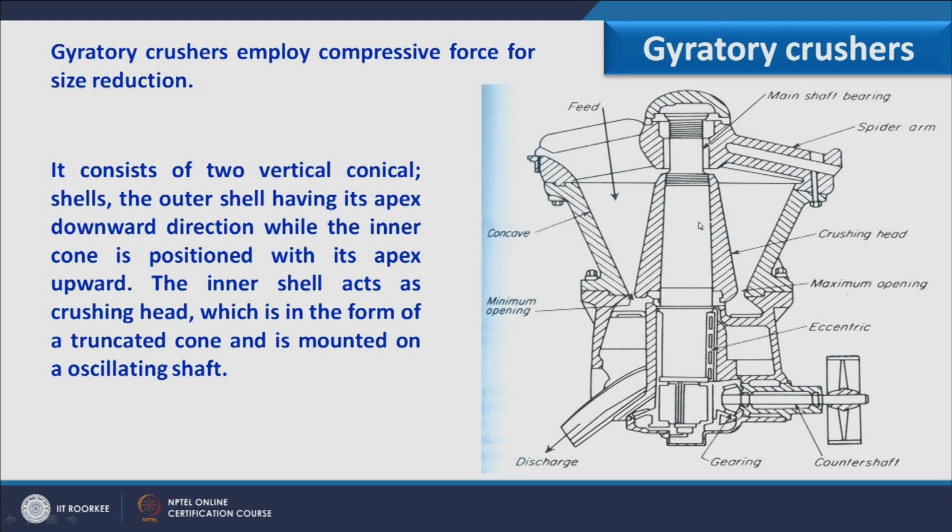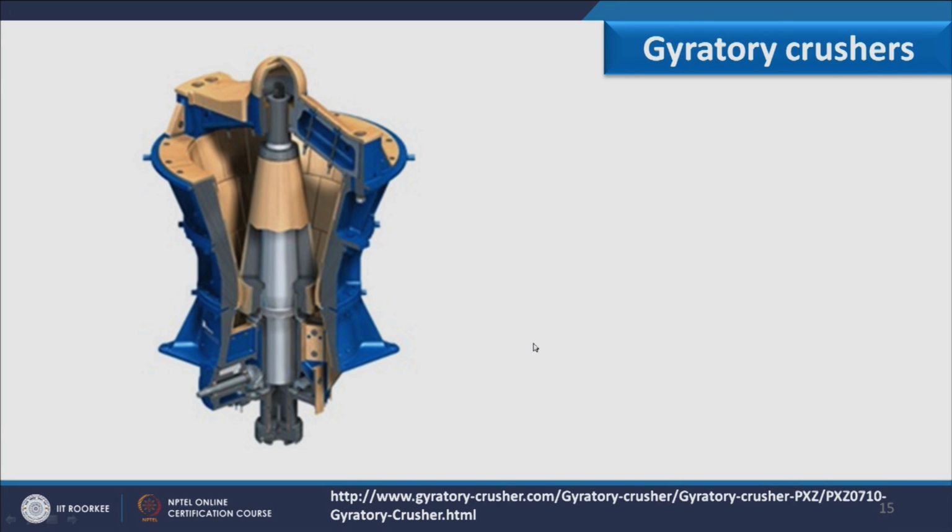So, due to oscillation of the shaft, this inner cone also has the oscillatory motion, and due to this oscillatory motion it compresses the material which is falling in between and then crushes it. So, if you see, here we have the outer cone and here we have the inner cone, in between we have the feed. So, feed is continuously falling between the outer cone and inner cone, and due to gyratory motion, it continuously compresses the feed and breaks it. So, that is why it is called a gyratory crusher.